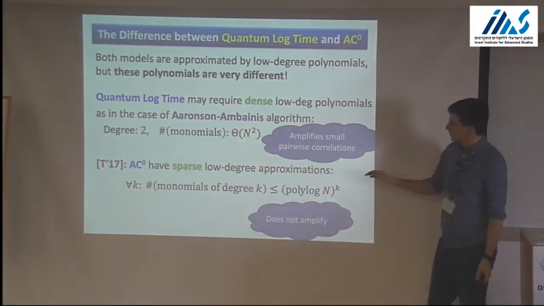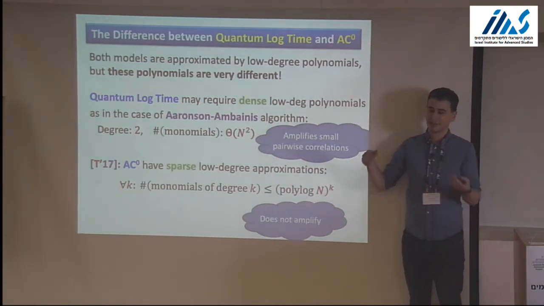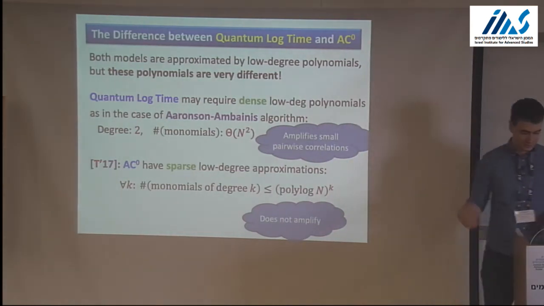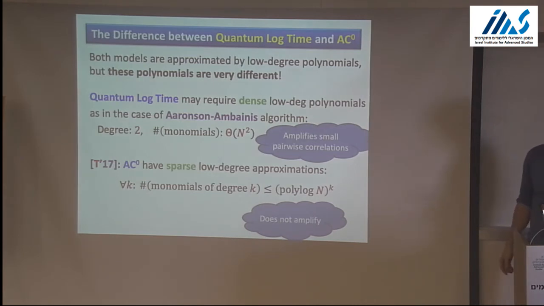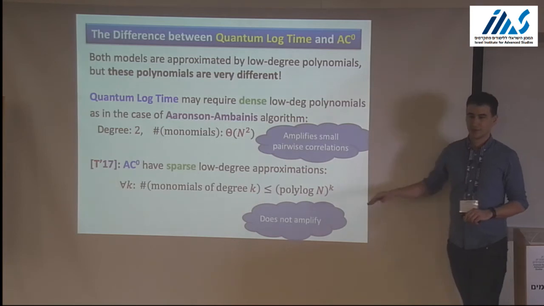Unfortunately, it's not that simple, because maybe an AC0 circuit also has higher degree terms, not only quadratic terms. So we need to handle all degrees simultaneously. I want to take this intuition and make it into a proof. That's the remaining part of the talk.